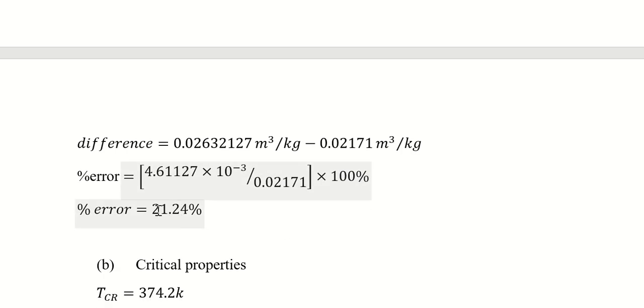of 21.24%. So you have compared the values. You could make a conclusive statement, like, from the comparison, we get a 1.4 percentage error. So now let's go to part B.